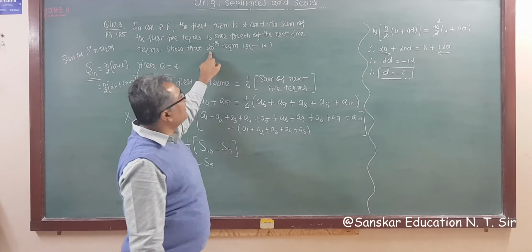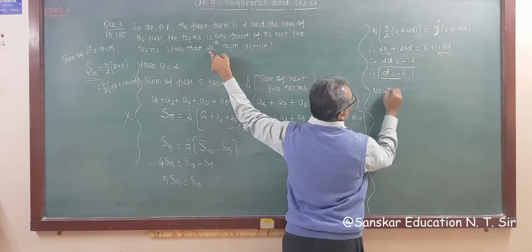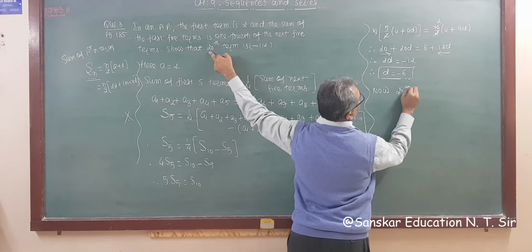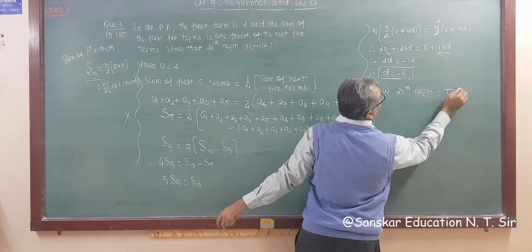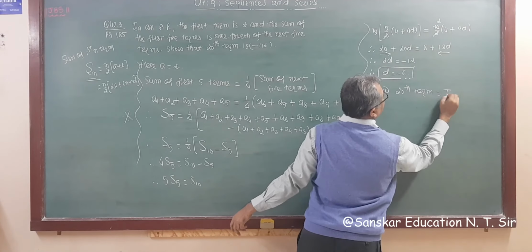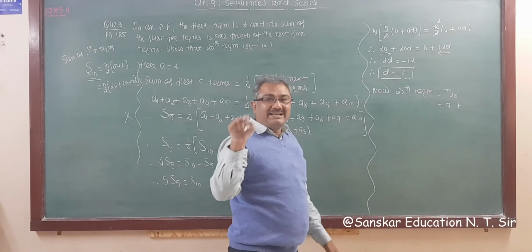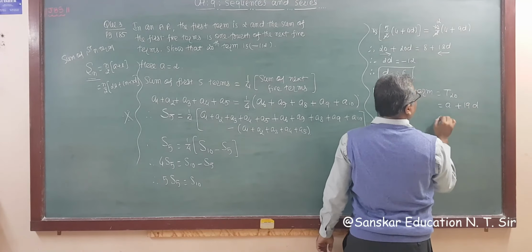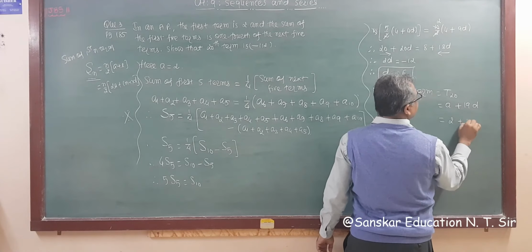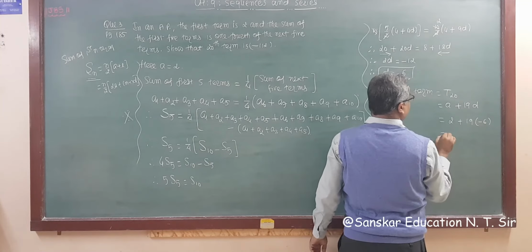And we had to find the 28th term. So now the 28th term, that is T28, is a plus 1 less d, that is 27d. So a plus 27d, a is 2 plus 27 into d, which is minus 6, right?